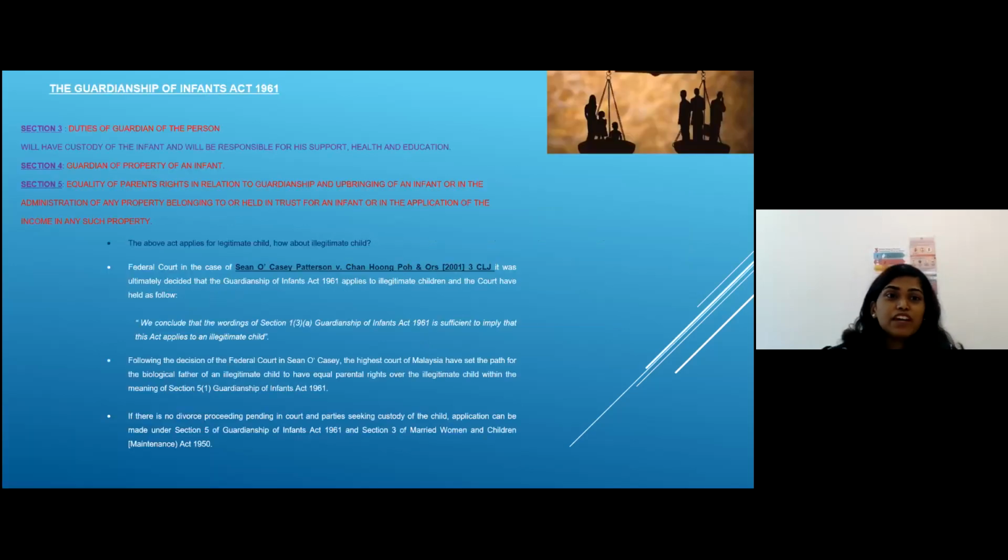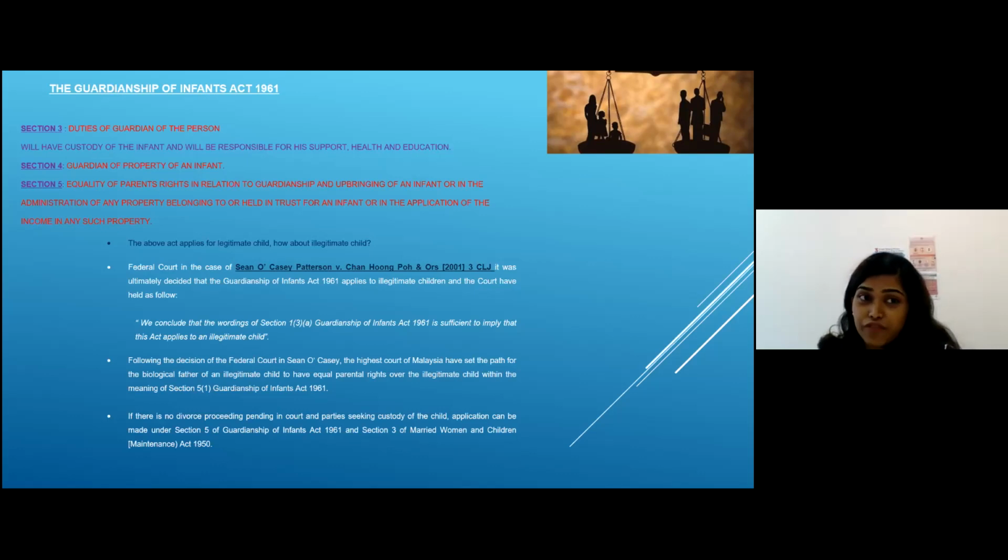And moving on, we have the Guardianship of Infants Act 1961. So this is where the child is taken care of by a guardian. The guardian has certain obligations or duties to perform, in which we have section 3 that relates to the duties of the guardian of the person, where the guardian will have to be responsible for all the support, health, education, the 5 rights that I mentioned earlier. The guardian will have to be fully responsible, and failing to do so, the guardian can be in big trouble.